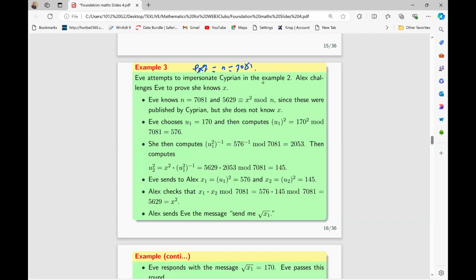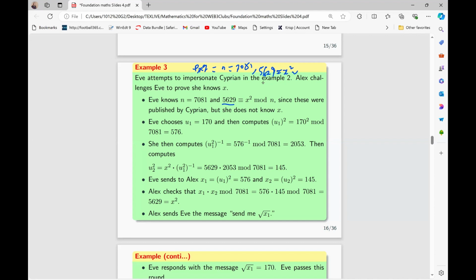Then the other information that was public was 5629, which was x squared. Of course, in that example too, Cyprian knew what x was. So he used that x to get its square. But the x was the secret information, which we are calling the witness. He did not want it to be known by anybody.